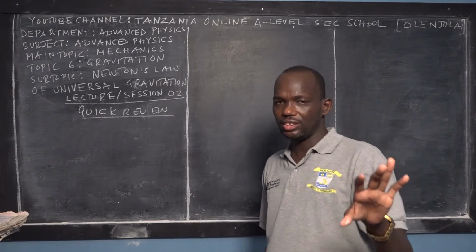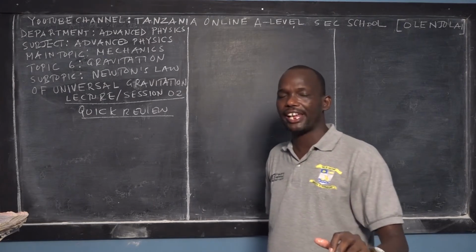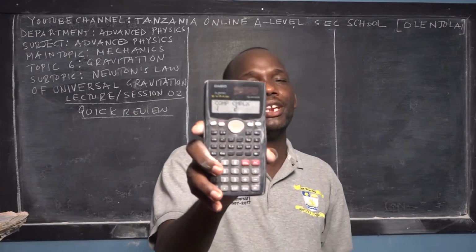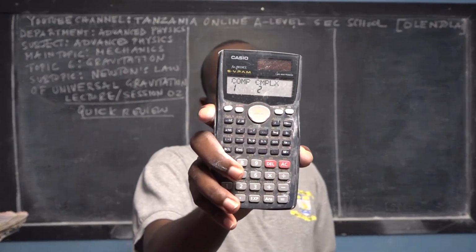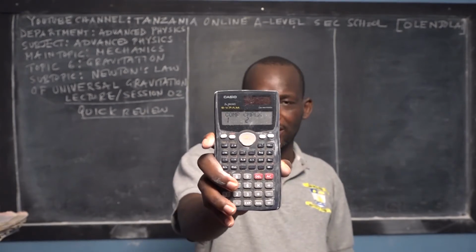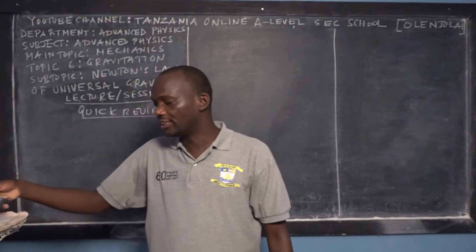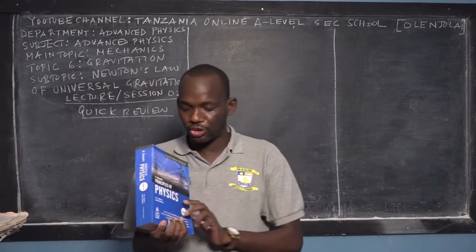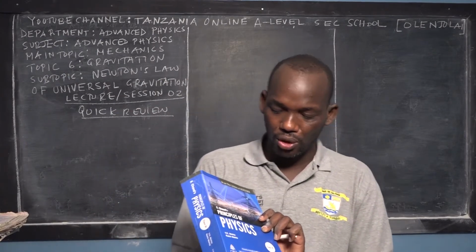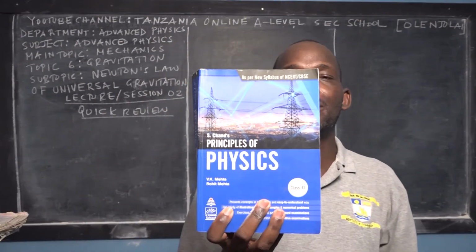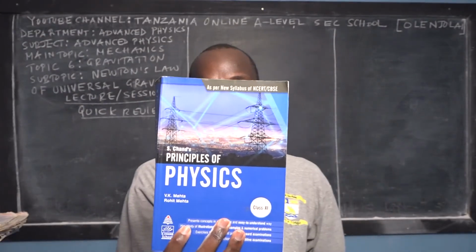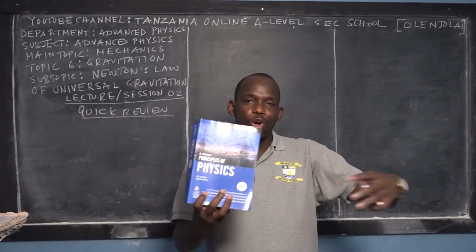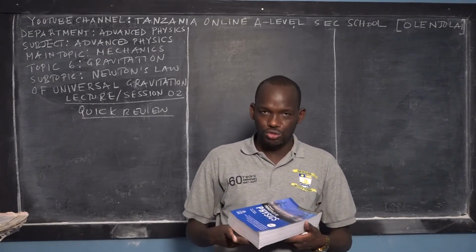Make sure that you have all the required resources. You have an exercise book, you have your scientific calculator like this one. In case you don't have any of them, please go to the description of this video, where you'll see how you can order it online. Then I can ship it to any region in the United Republic of Tanzania. And sometimes you can have a reference textbook like this one. This is called the Principles of Physics. It is recommended in the syllabus of the United Republic of Tanzania to be used by A-level students. So you can have this book, or even other ones. Make sure you have all the materials just like you are in an actual class.